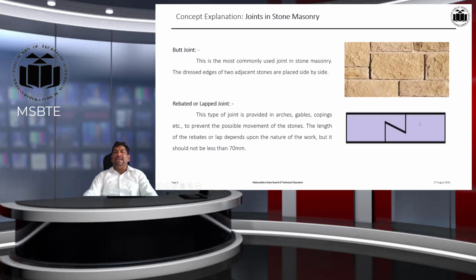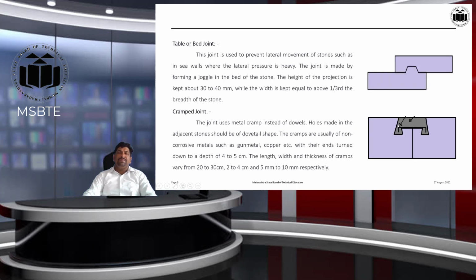So it is a riveted, meaning a rivet-like joint is there, or a lapped joint, meaning here you can observe that one stone is locked into another by providing a riveted joint, and that's why this type of joint can be provided at arches, gables, and copings, where the movement of the stones is possible, and that's why we can use such a joint in these particular types of junctions.